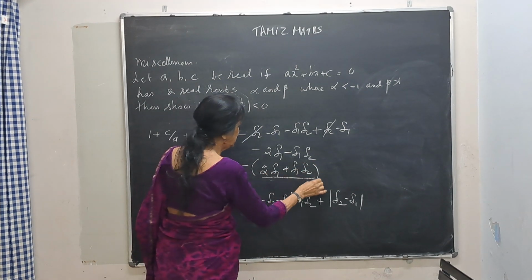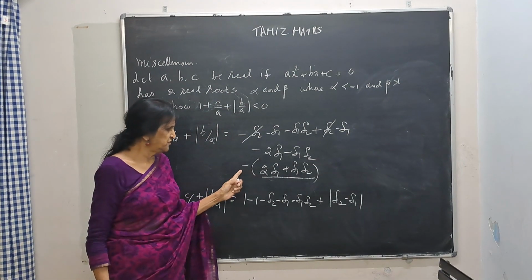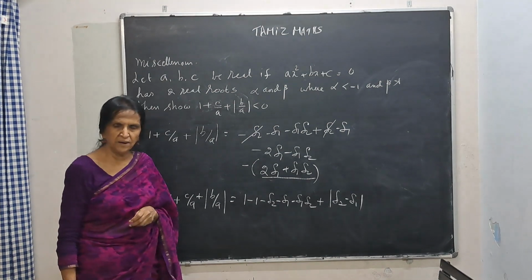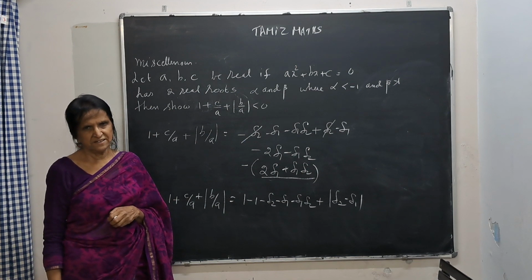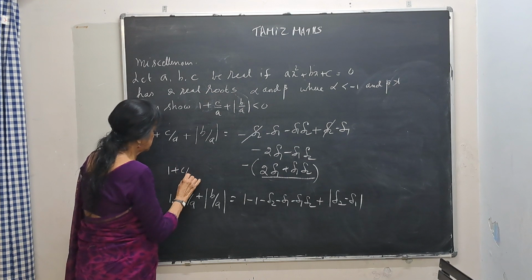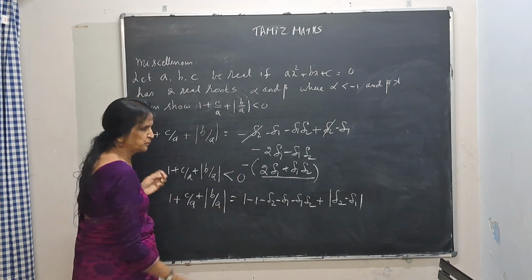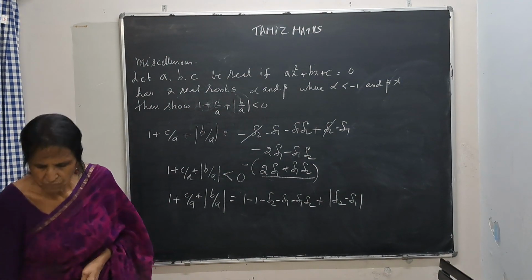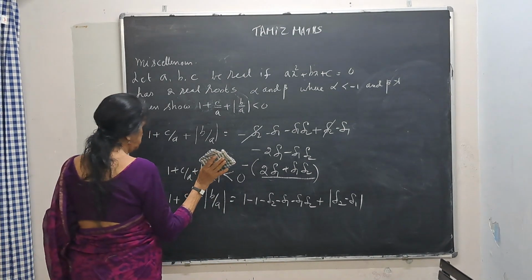All this is positive. Del 1 and del 2 are positive. So before a positive I have a negative. So what will be 1 plus c by a plus modulus of b by a? It will be negative. So I say 1 plus c by a plus modulus b by a will be less than 0. This is case 1. Case 1 I have finished.